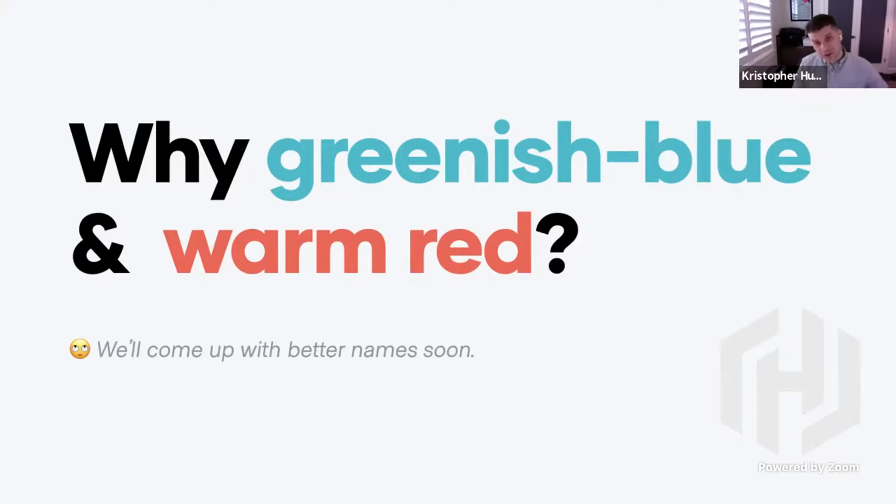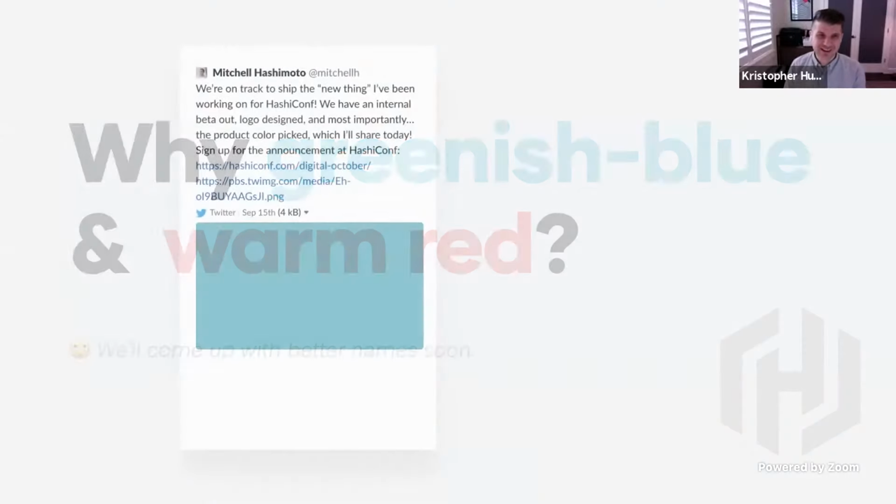So at this point, we're like, all right, well, now we've gotten that far. How do we add color? So white, greenish blue, and warm red. We're still coming up with better names for that.